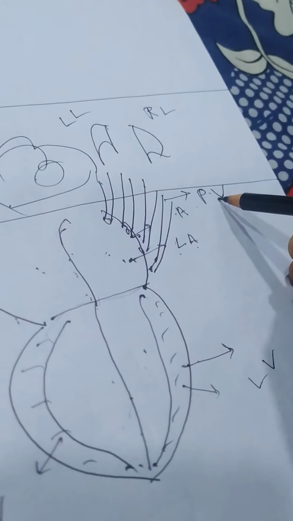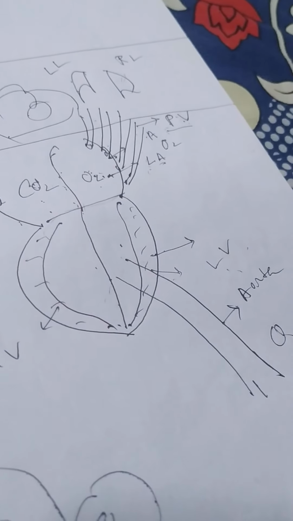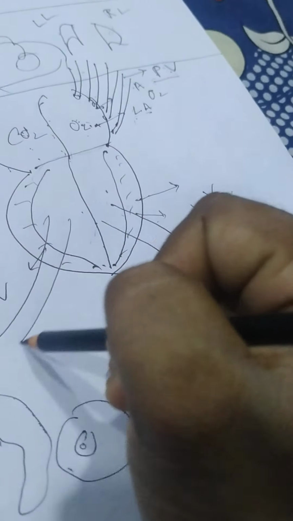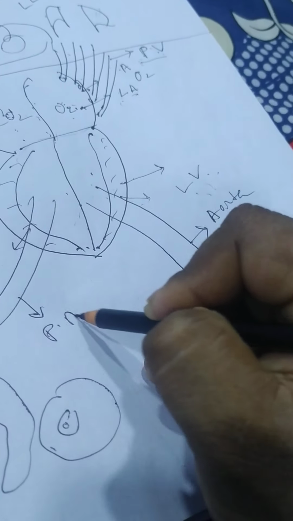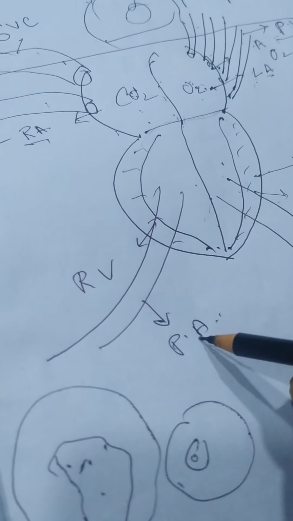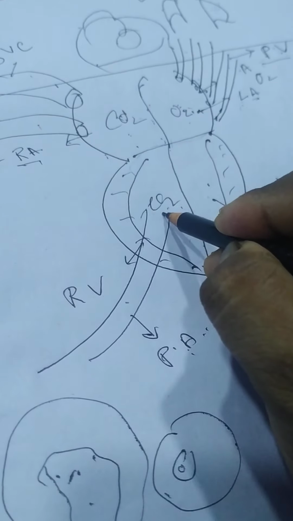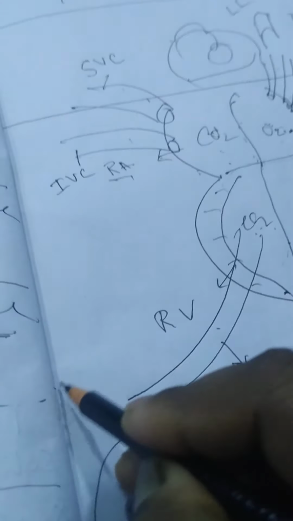From the left ventricle, a pipe is released. It is called the aorta. The aorta carries oxygenated blood from the left ventricle to the blood capillaries. And this is called the pulmonary artery. The function of the pulmonary artery is to carry deoxygenated blood from the right ventricle to the lungs.